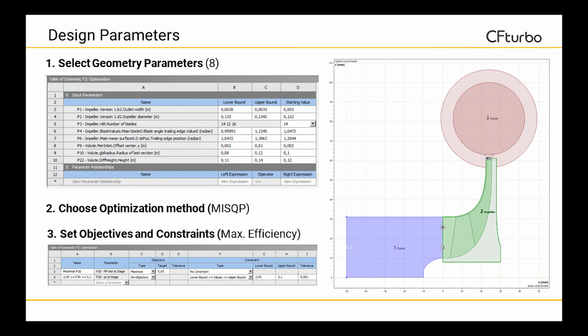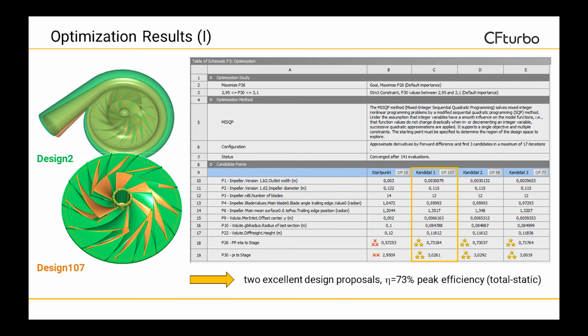To set up the optimization process, one has to define the optimization objectives, and select the variable geometry parameters and constraints. In total, we choose 8 parameters of impeller and volute to achieve a high stage efficiency. The pressure ratio, total to static, of the compressor stage has to be in a specified range. For the optimization, we use a mixed integer sequential quadratic programming, MISQP, which has produced 141 valid compressor designs. 2 of them were excellent proposals with high stage efficiency over a wide operating range.